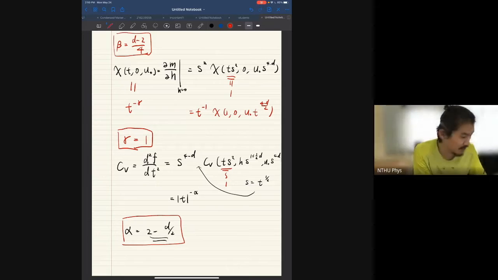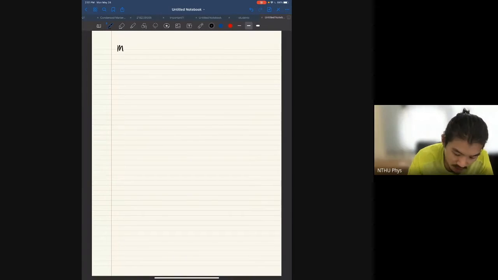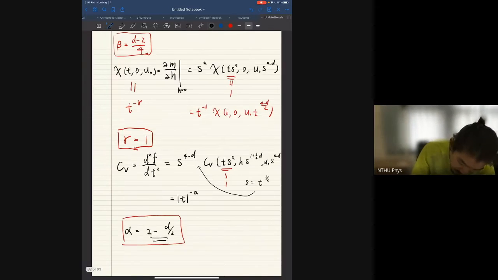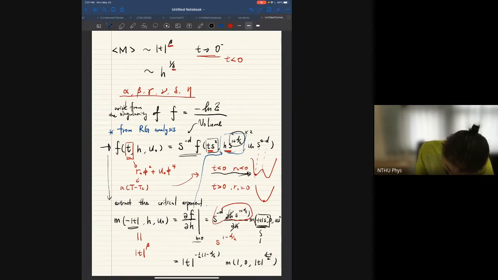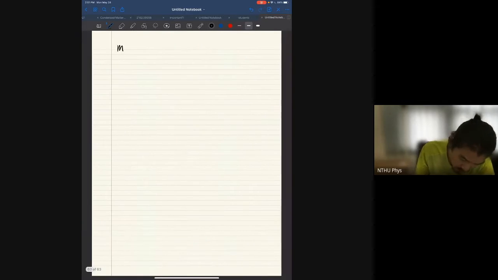You have alpha, beta, gamma evaluated, and then also the magnetization, which you want to know how it diverges at the external field h equals 0. Oh, sorry, so this one is evaluated at h equals 0. The other one is that you want to evaluate the magnetization near the critical point. So it's basically near t equals 0 with finite external field. As you know, magnetization is the derivative of this, evaluated as said before.